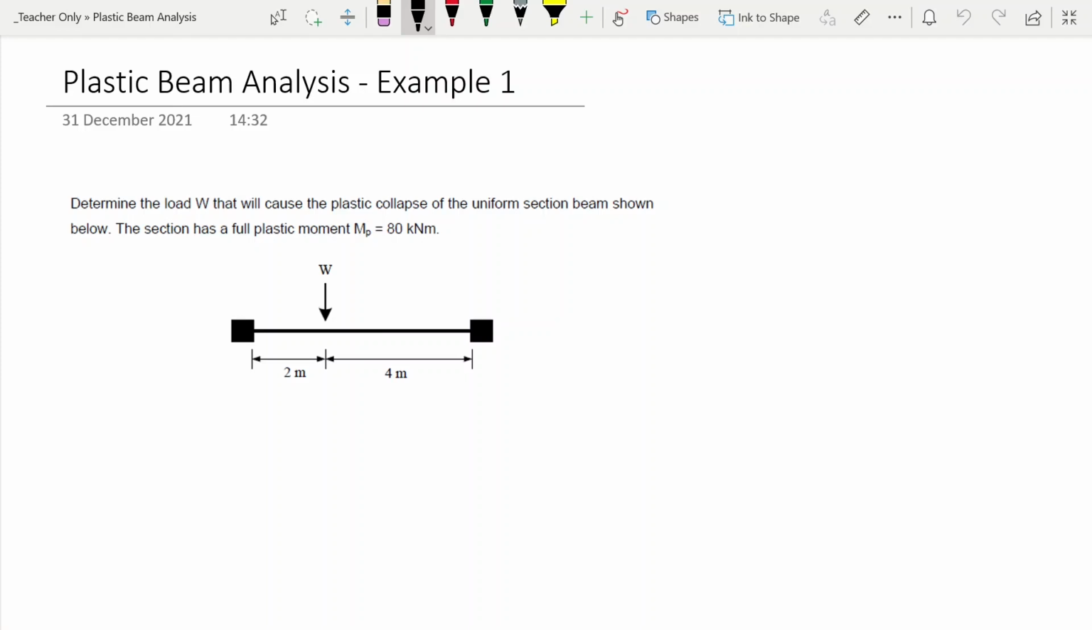Hi everyone. This video is the solution to example 1 on the topic of plastic beam analysis. The main idea of this topic is to find the plastic collapse load of a given structure. In this particular case, this example is a fixed beam with a load at 2 meters, and the load is equal to W. What we're trying to find is the value of W that would cause collapse of this beam. Another thing that we know is that the plastic resistance of the section is 80 kilonewton meter.